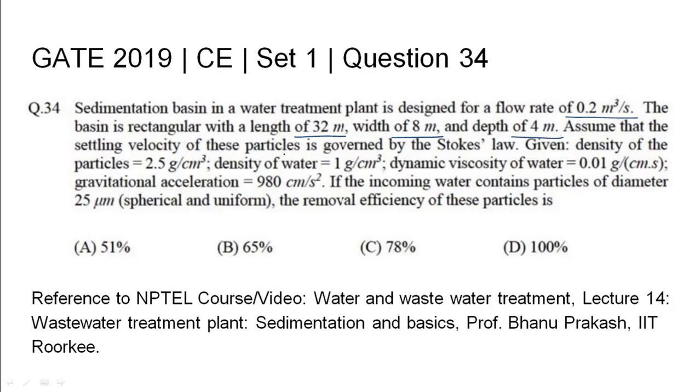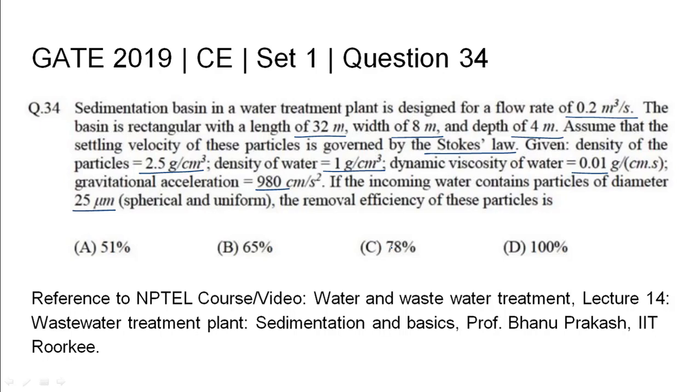Assume that the settling velocity of these particles is governed by the Stokes law. The density of the particles is 2.5 gram per centimeter cube. Density of water is 1 gram per centimeter cube. Dynamic viscosity of water is given as 0.01 in CGS units. Gravitational acceleration is 980. If the incoming water contains particles of diameter 25 micrometers, which are spherical and uniform, the removal efficiency of these particles is. 4 options are given: 51%, 65%, 78% and 100%.